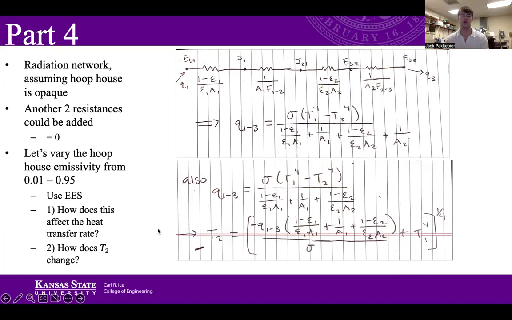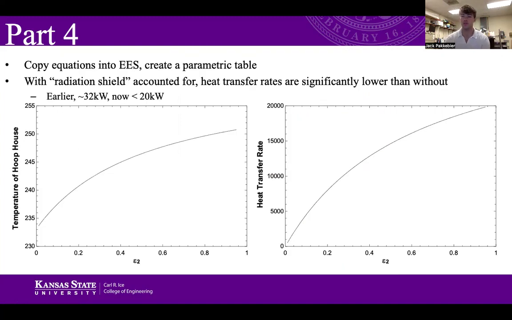So now that we have those equations, we can vary the emissivity from 0.01 to 0.95 to see how that affects the heat transfer rate, and also to see how this changes T2. To do this, we'll copy these equations into EES, and then create a couple parametric tables so that we can vary it from 0.01 to 0.95.